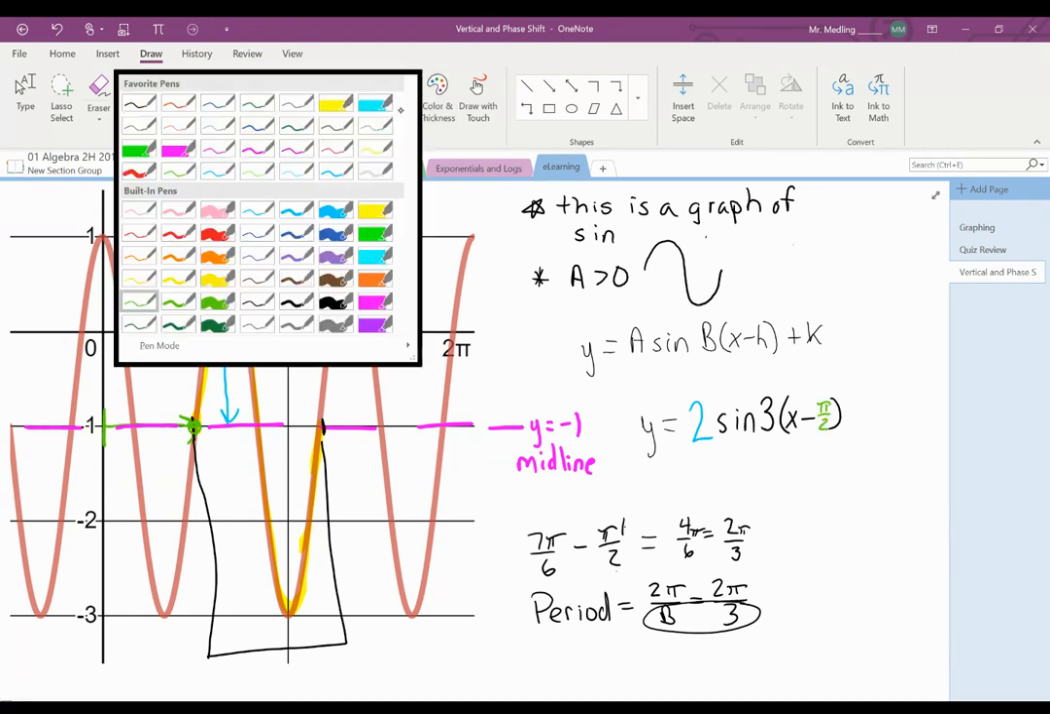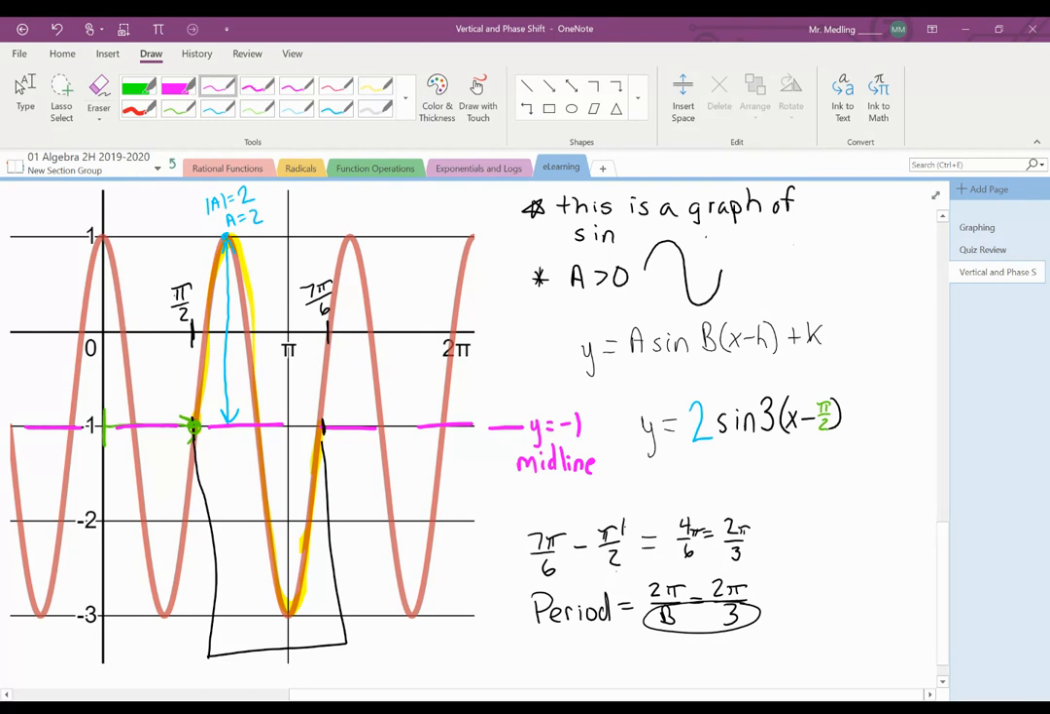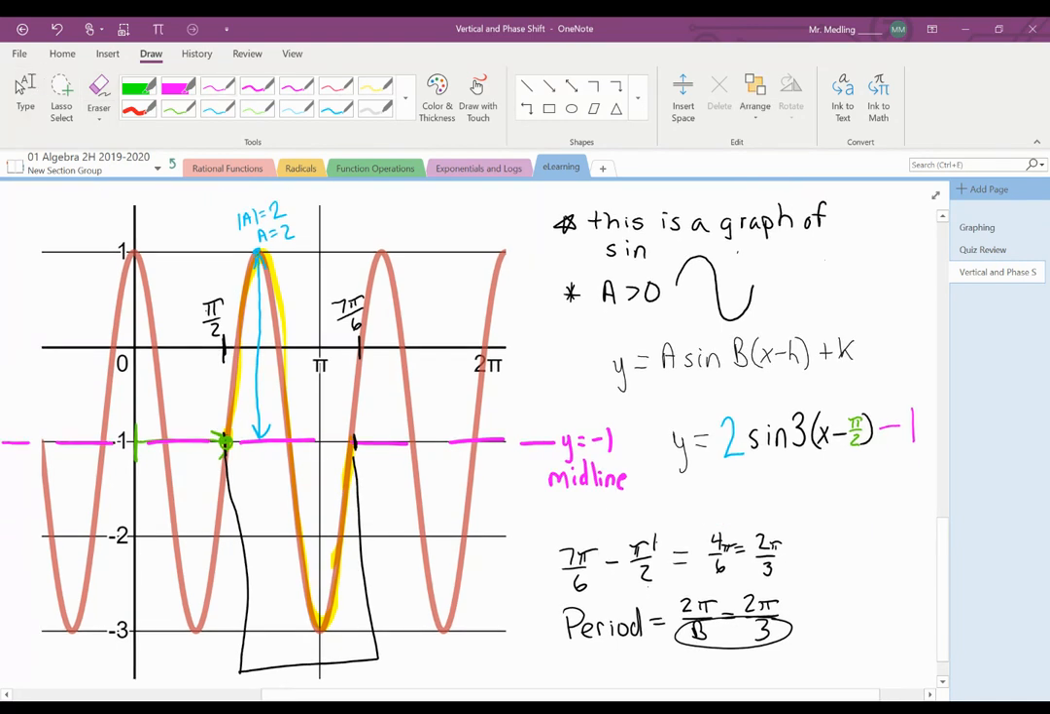And then the last thing I have left is, how much was this shifted up or down? The midline tells you that, because for regular sine, before it shifted, the midline is at y equals 0. Well, I shifted down to -1. So I shifted down 1, it's -1. And in fact, that midline is always the value of k. So the midline is y equals k. So if you know the midline, you've got that value for the shift up or down.